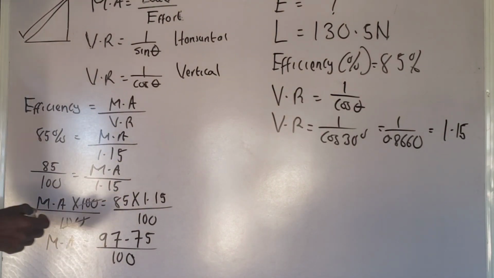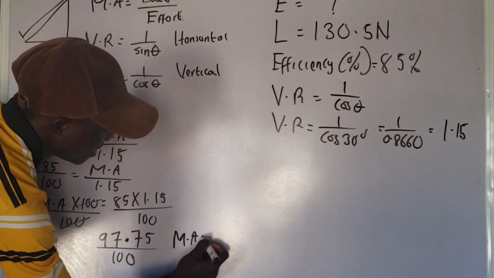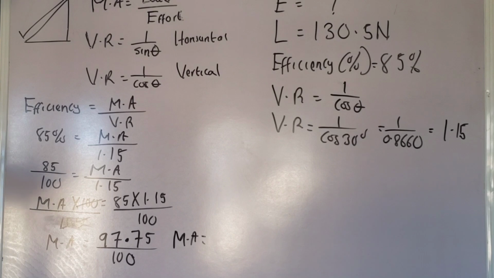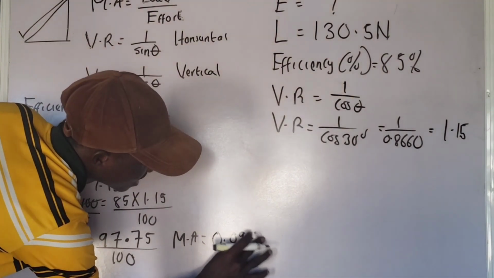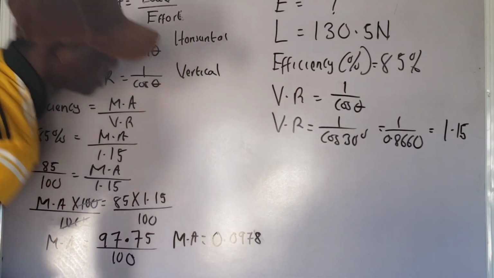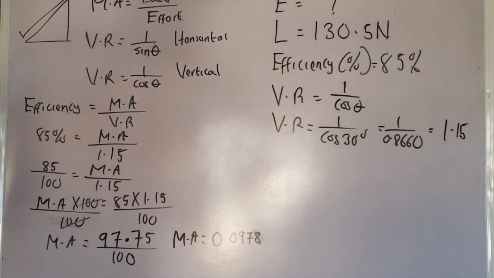97.75 all over 100. So the mechanical advantage here equals to 97.75 divided by 100. Okay, that will be 0.0977. Let's approximate 0.0978. Okay, now having gotten the mechanical advantage at 0.0978, we can determine the effort.